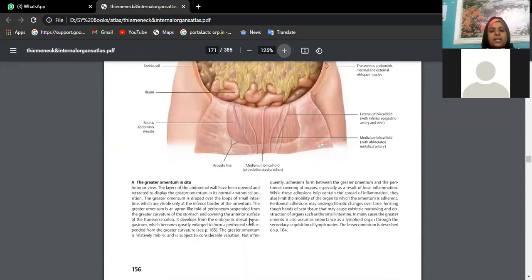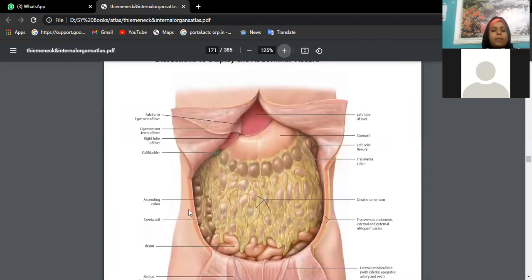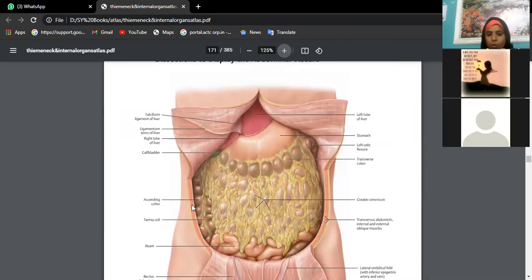First, we will see the layers of the abdomen. Just below the skin, we will have superficial fascia. Below the superficial fatty layer, we have the deep membranous layer. There is no deep fascia here, isn't it? Below this, we have three flat muscles of the abdomen. What are those? External oblique, internal oblique, and transversus abdominis. Deep to these flat muscles, we will see the fascia transversalis.